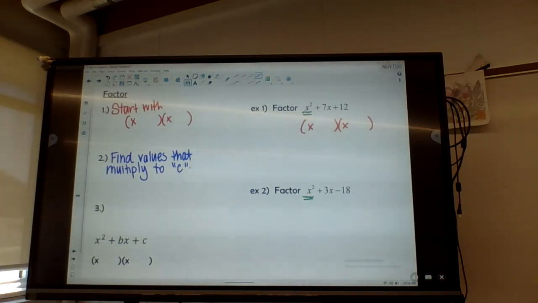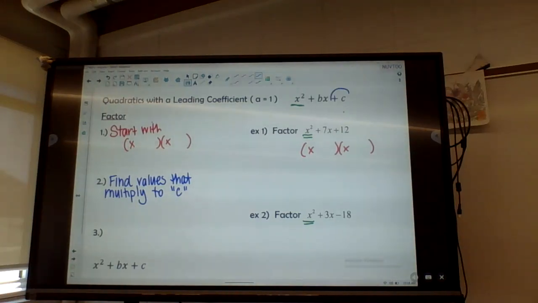So I said find values that multiply to C. And when I'm talking about C, C is always the constant, it's the one without a variable. So we want to find numbers that multiply to get us 12, and those are factors.